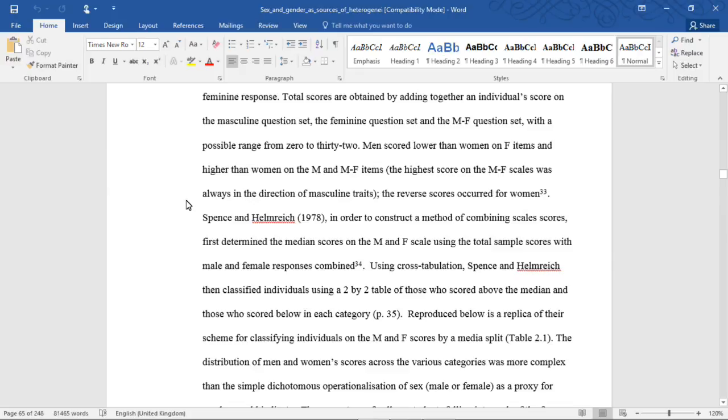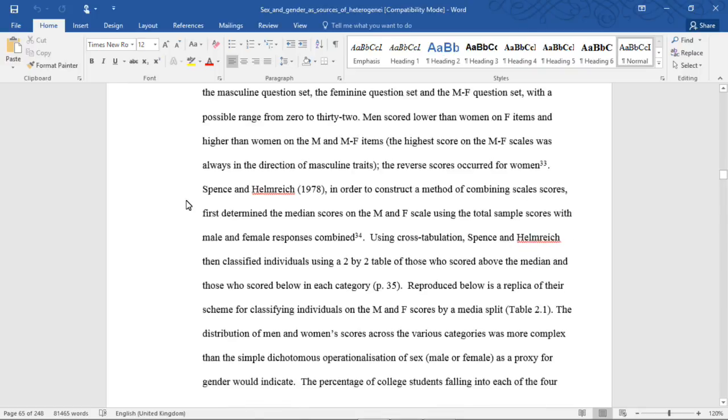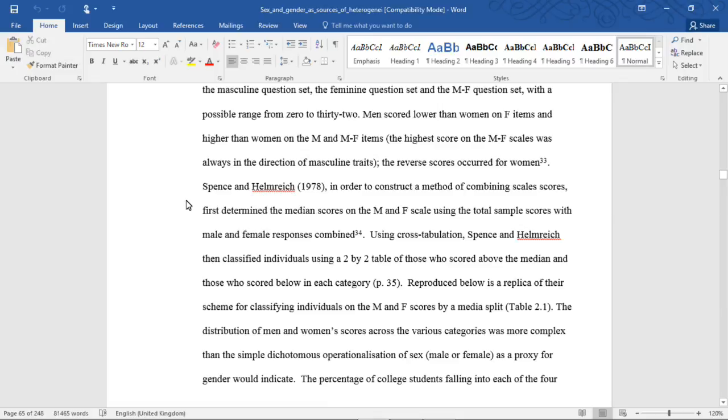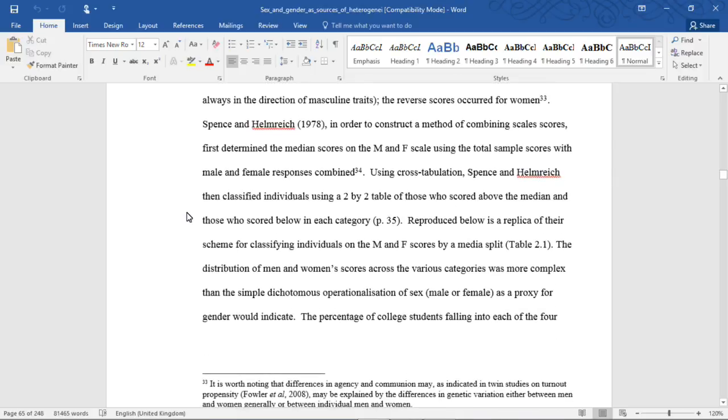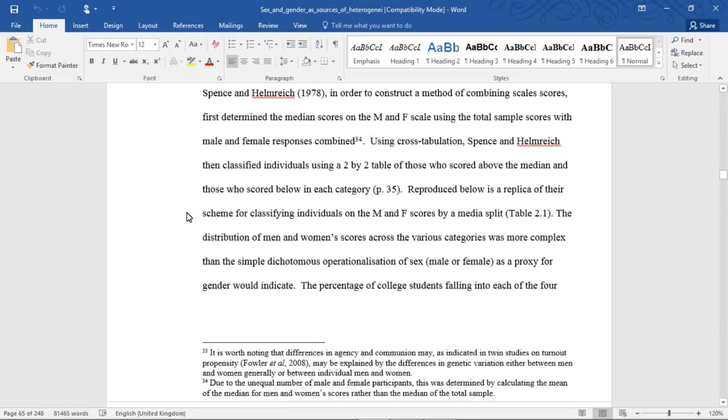Men scored lower than women on F items and higher than women on M and MF items. The highest score on the MF scale was always in the direction of masculine traits for men, and the reverse scores occurred for women. Spence and Helmreich, 1978, in order to construct a method of combining scale scores, first determined the median scores on the M and F scales using the total sample scores with male and female respondents combined. Using cross-tabulation, Spence and Helmreich then classified individuals by using a 2x2 table of those who scored above the median and those who scored below in each category.